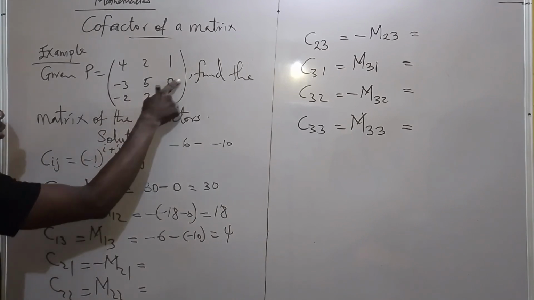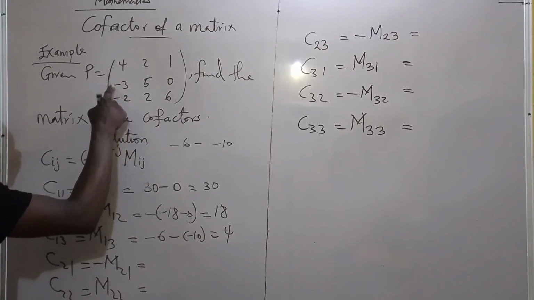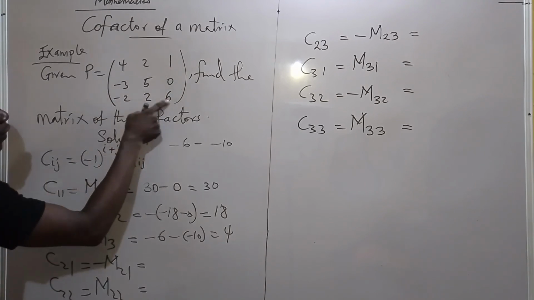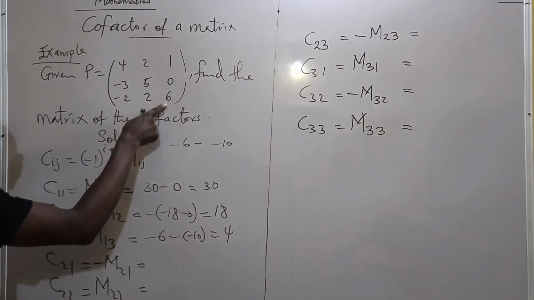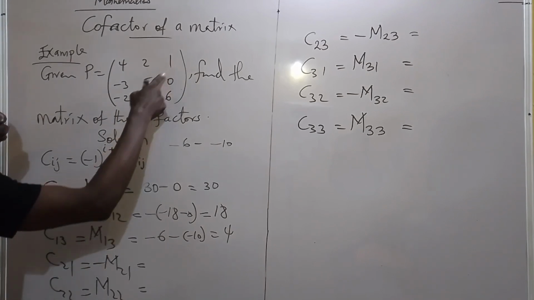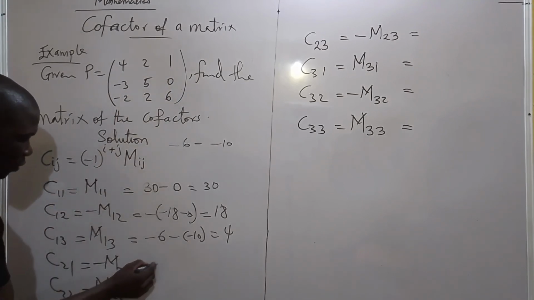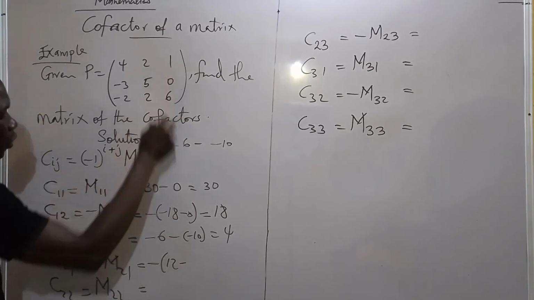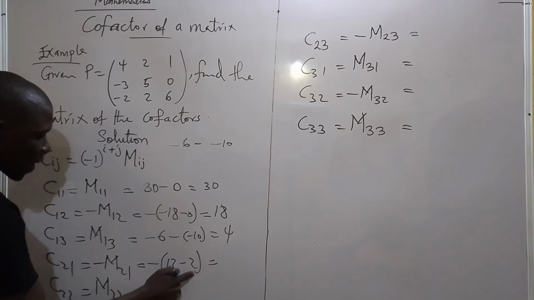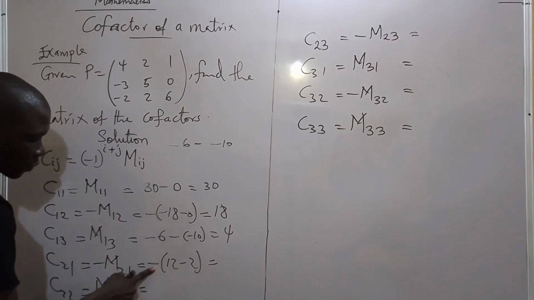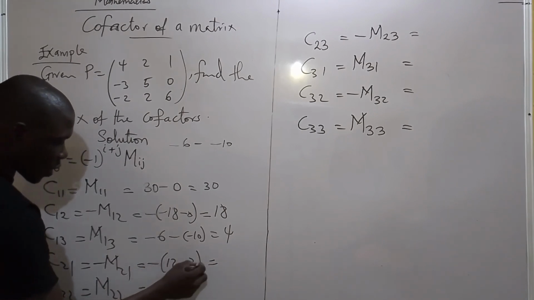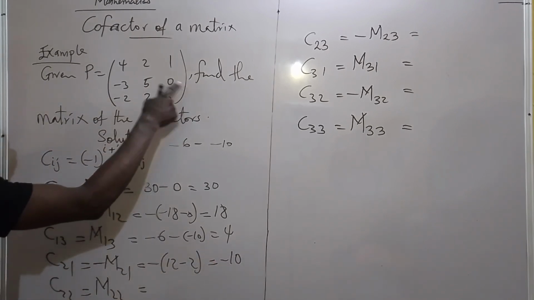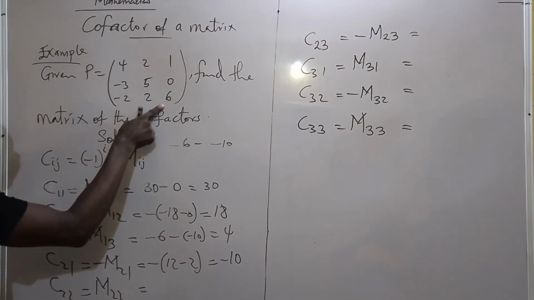M21 means second row, first column. Second row deleted, first column deleted. So we have 2, 1, 2, 6. 2 times 6 is 12. 2 times 1 is 2. So this is minus, bracket 12 minus 2 times 1 is 2. So 12 minus 2 is 10. Times this minus 1 here, we are going to have minus 10 together. That's for second row, first column.